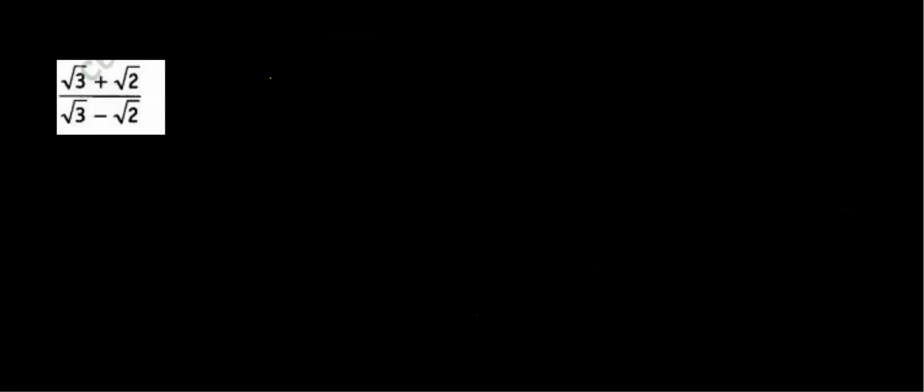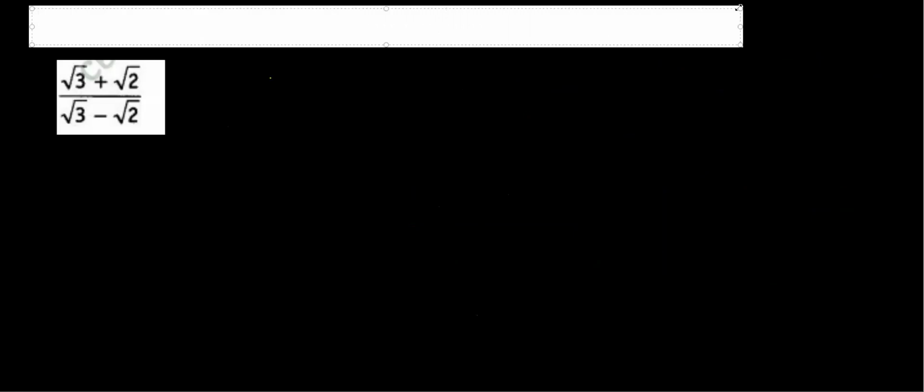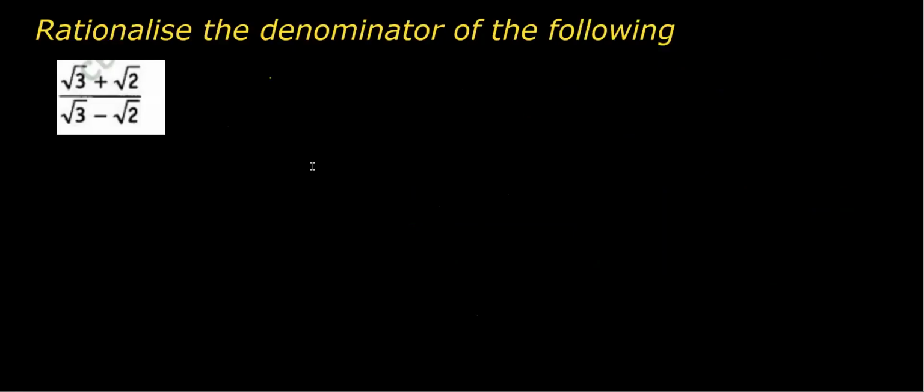Same as the previous question, here also we need to rationalize the denominator. For rationalizing the denominator, we need to see the denominator, which is in the form of a minus b. So clearly we'll be multiplying and dividing it by a plus b. That means root 3 plus root 2, divided by root 3 plus root 2. So what will we get as the numerator?